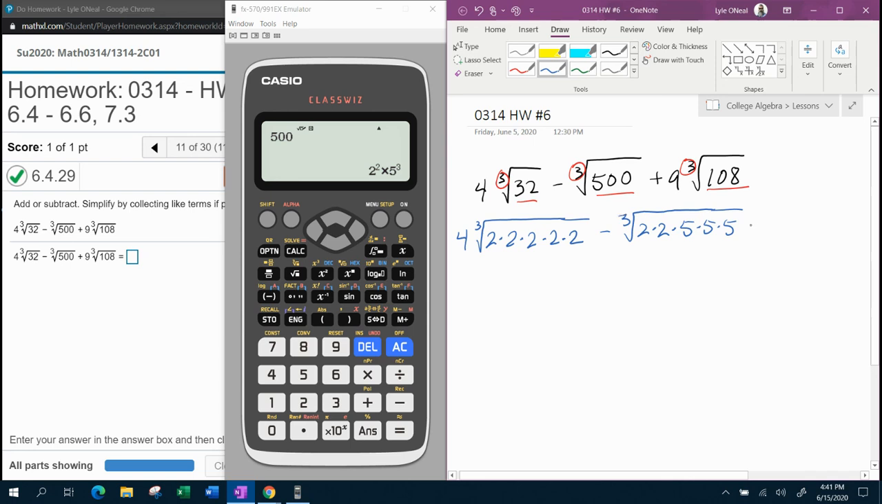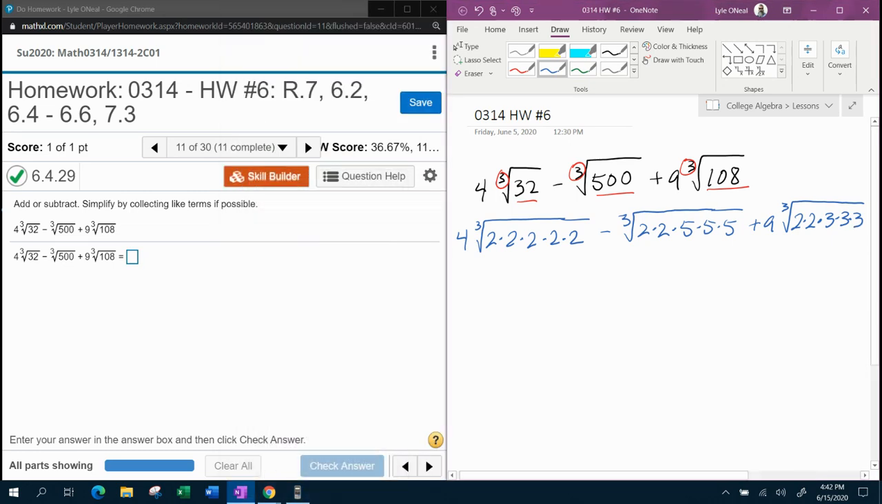And then plus 9 cube root of, one more time, 108, equals, and prime factorization. That's 2 times 2 times 3 times 3 times 3. Now, let me show you how this is going to help.